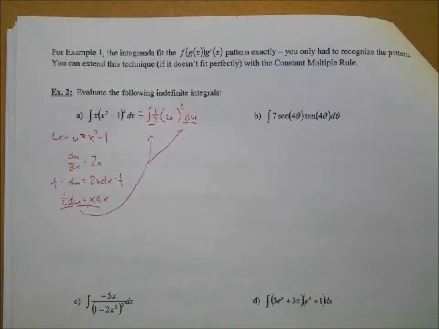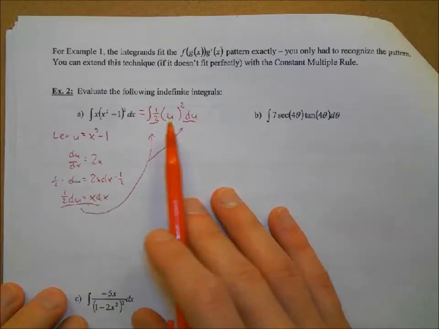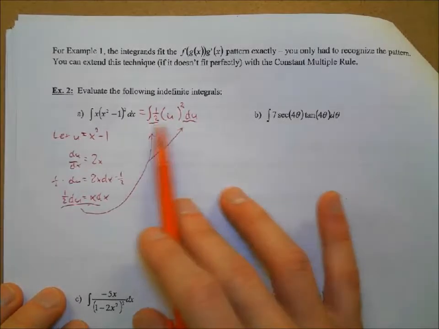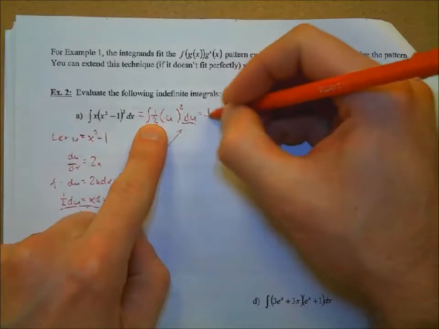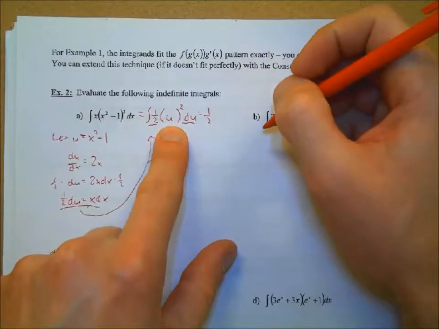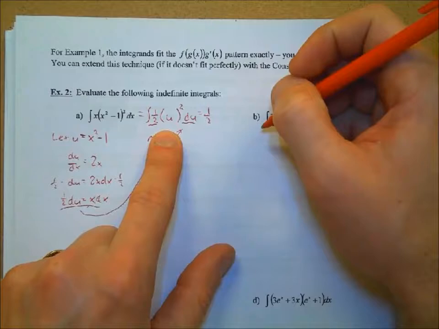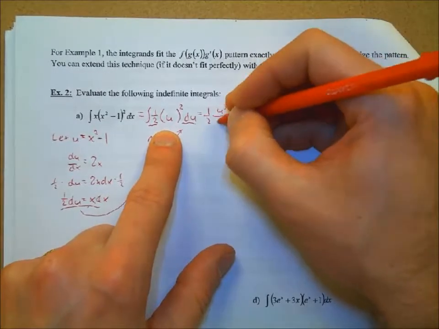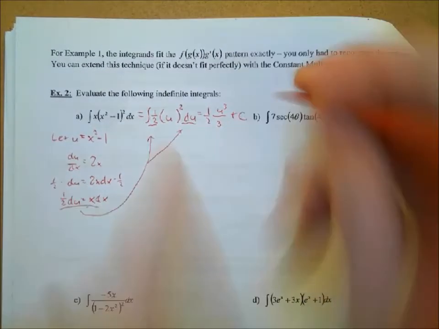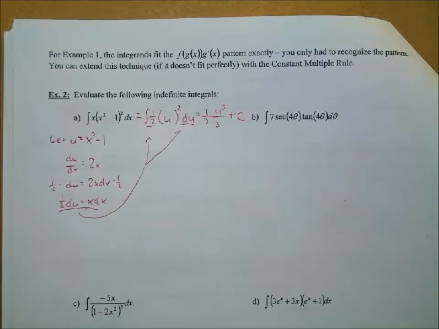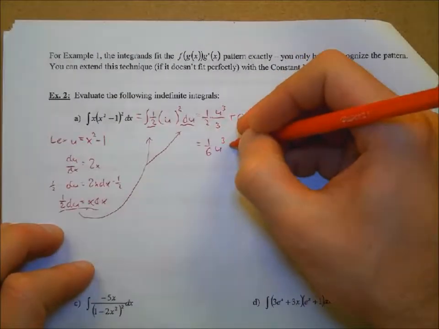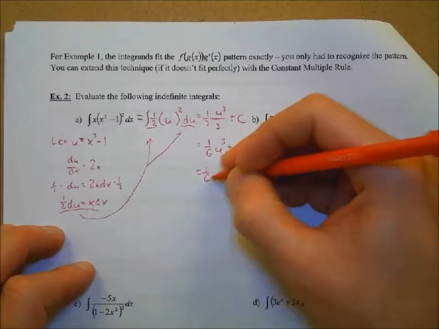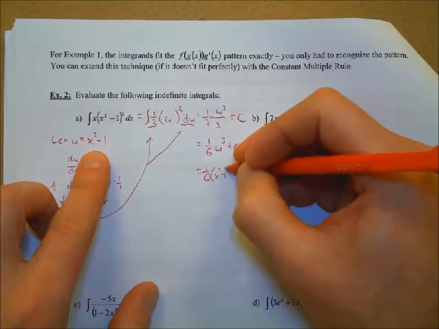Okay. Can we integrate this? Yes, it's just a coefficient, right? So we can leave that coefficient 1/2 in front. What's the integral of u to the 2? U to the 3 over 3, right? And then plus c. So this becomes 1/6 u to the 3rd plus c, which is then 1/6 times x squared minus 1 to the 3rd plus c.